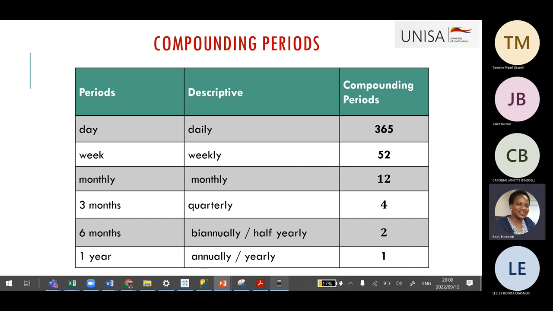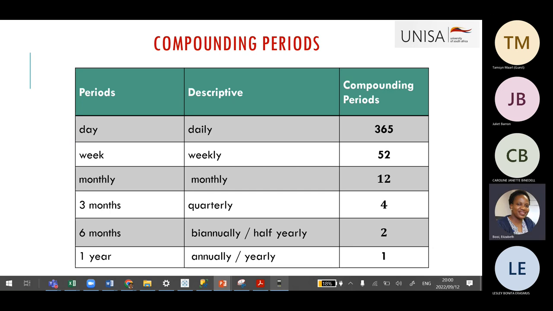If they say 6 months, semester, biannually, half yearly, then you need to know that there are only two of them. A year is divided into two 6-month periods. The first 6 months and the second 6 months make up a year. Even if you work with semesters, there is semester one and semester two, they make up two 6-month periods of the year. A year can also be called 1 year or yearly or annually. Remember that if they say annually, they're referring to a year. If they say biannually, they're referring to half a year or 6 months.